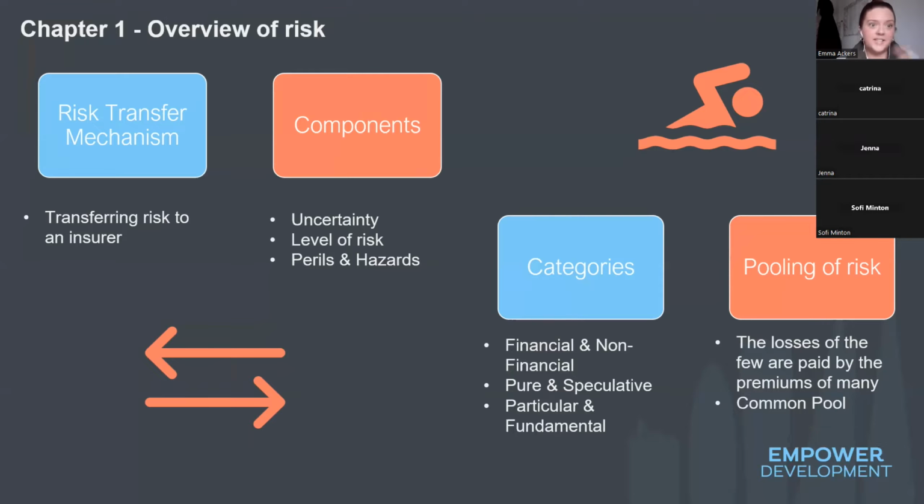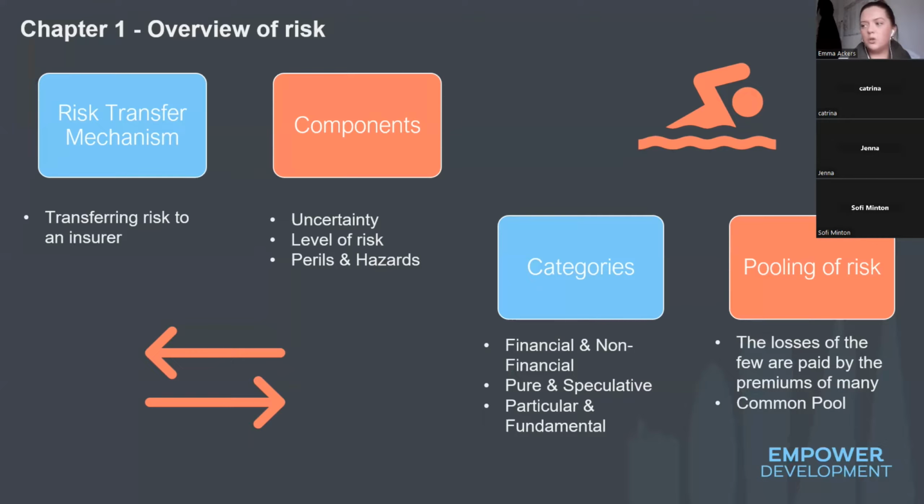Non-financial is, well, what it says on the tin. This is where the outcome can't be measured financially. So this could be like the loss of enjoyment of a holiday. So you can't claim from your travel insurance if you didn't enjoy your holiday, because how can we measure that in financial terms? Whereas if our car gets stolen, we can easily put a price on that.